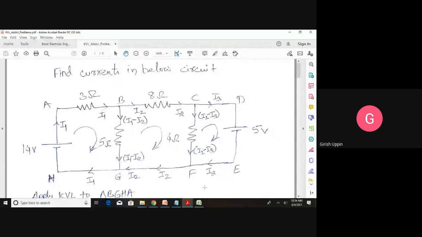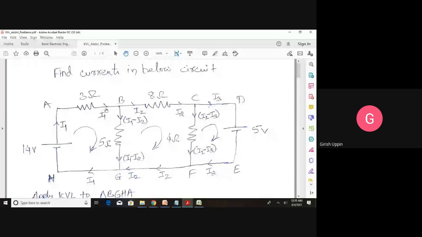So what I said is, the given circuit did not have any kind of current marking or node marking. First thing you are going to do is mark the nodes A, B, C, D, E, F, G, H, or however you want. Then you mark the direction. So I have taken this as I1. So I1 flows through this. This is the current I1.